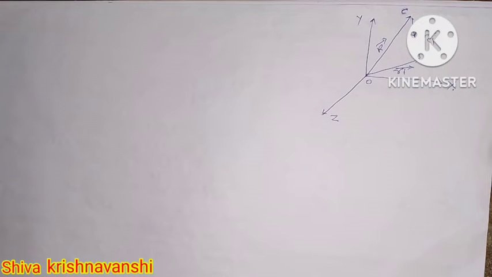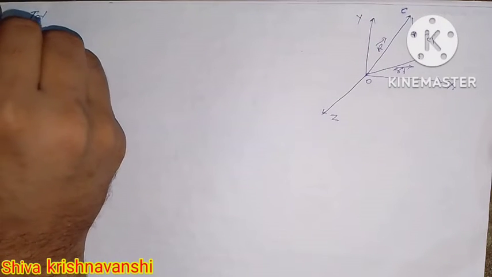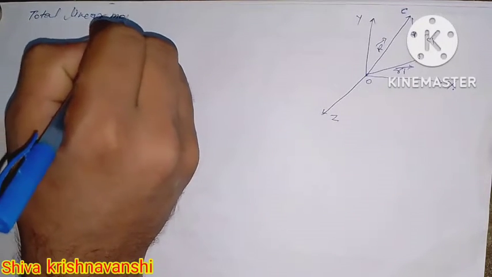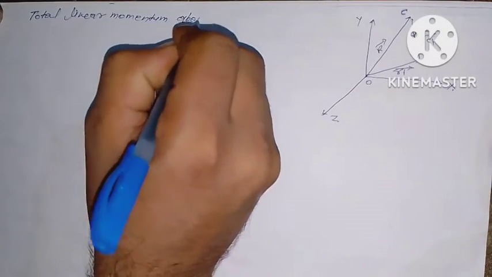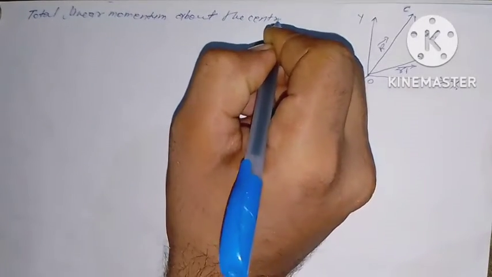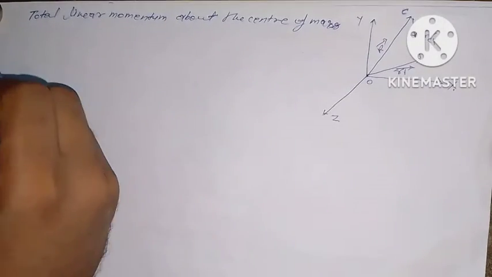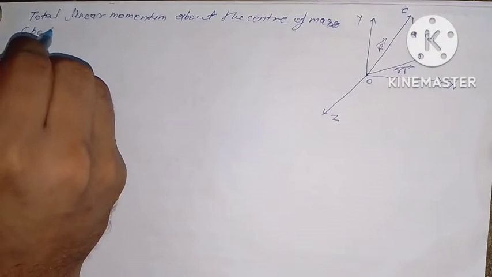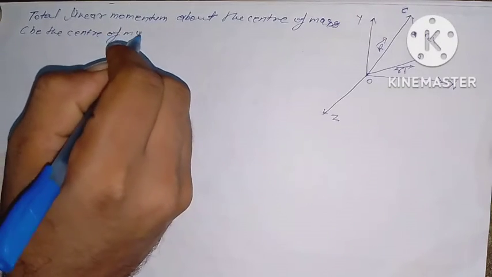Next heading: total linear momentum about the center of mass, okay? Let C be the center of mass.